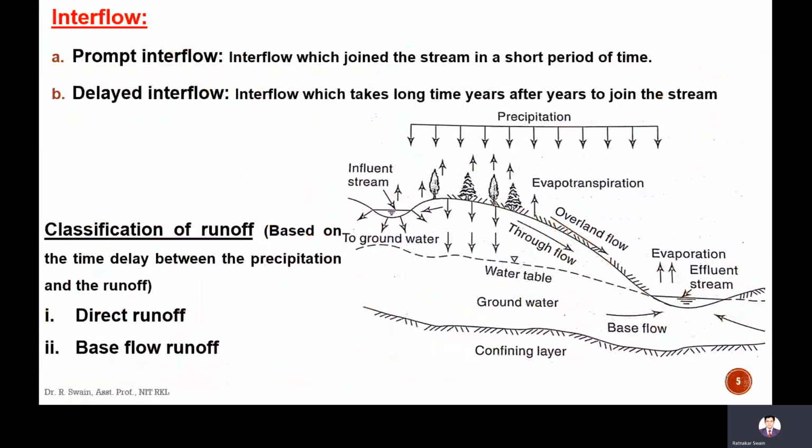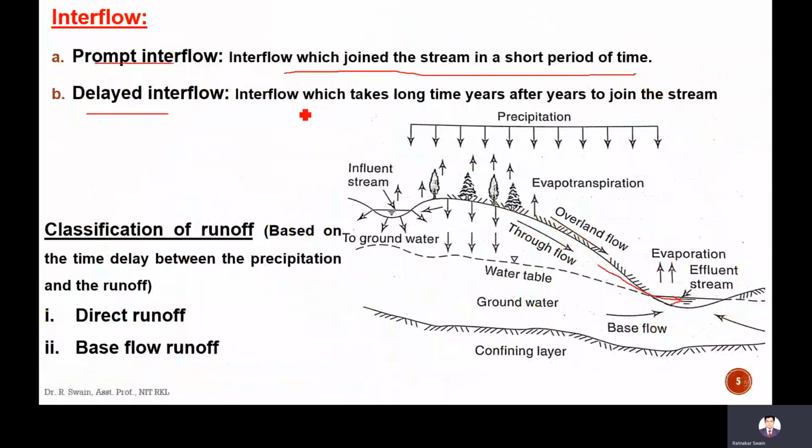So this interflow is of two types. One is prompt interflow, another is delayed interflow. Prompt interflow means the interflow which joins the stream in a short period of time, during rainfall or just after the rainfall. Suddenly after the rainfall it joins the stream.